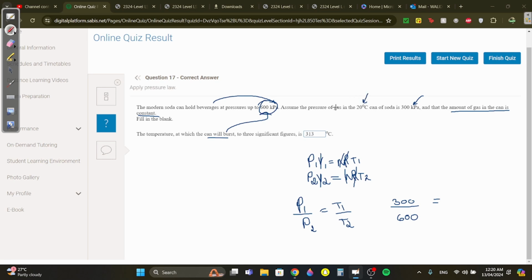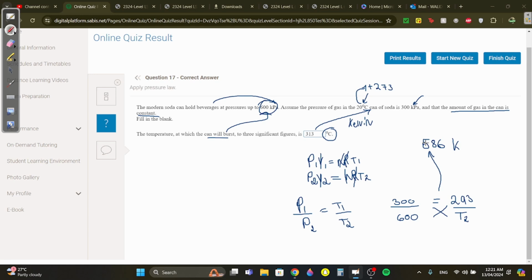Why? It's very important to understand the temperature always has to be in Kelvin. To convert to Kelvin, like in chemistry, you add 273. For 20 plus 273, the temperature is 293 over T2. Cross multiply, and you get T2 is 586 Kelvin, but they want it in degrees Celsius.